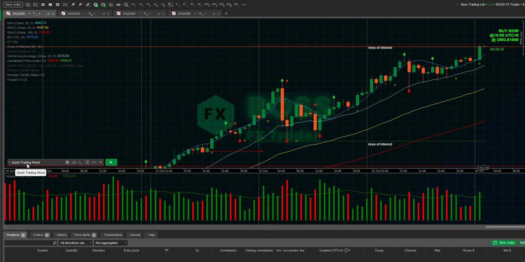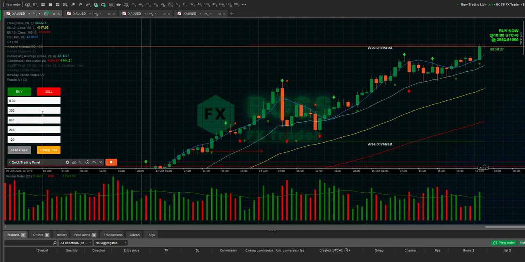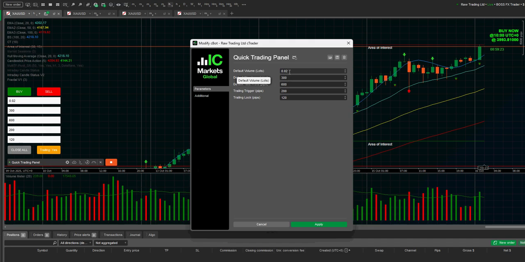All right, and then we have here, I created this quick trading panel. So how does it work? You can just run this. This is a bot, so this will automate the trading strategy, right? So you can put 0.2, for example, by default. And then you can set the default stop loss at 300, take profit at 600, trailing trigger 200, and then 120 lock pips.